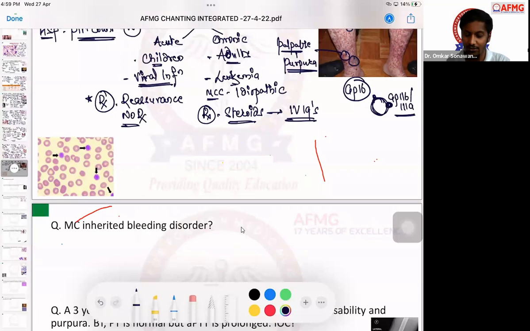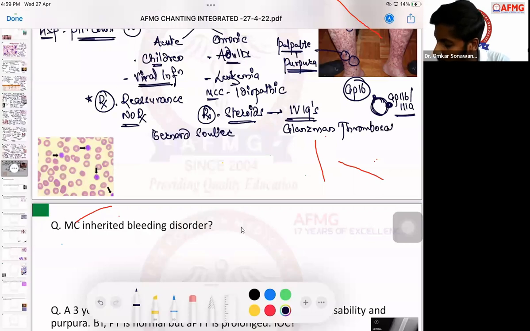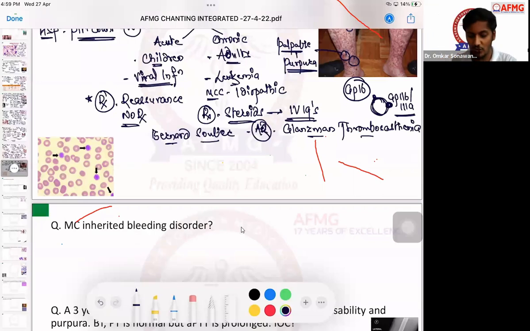Now we have two conditions related to it. Whenever there is some genetic mutation in the patient, there can be a qualitative defect in the platelets. The first one is Bernard-Soulier syndrome, and the second one is known as Glanzmann thrombasthenia. Both of these conditions are autosomal recessive in nature. What is the problem over here? In Bernard-Soulier syndrome, there is a defect in which receptor? Anybody?